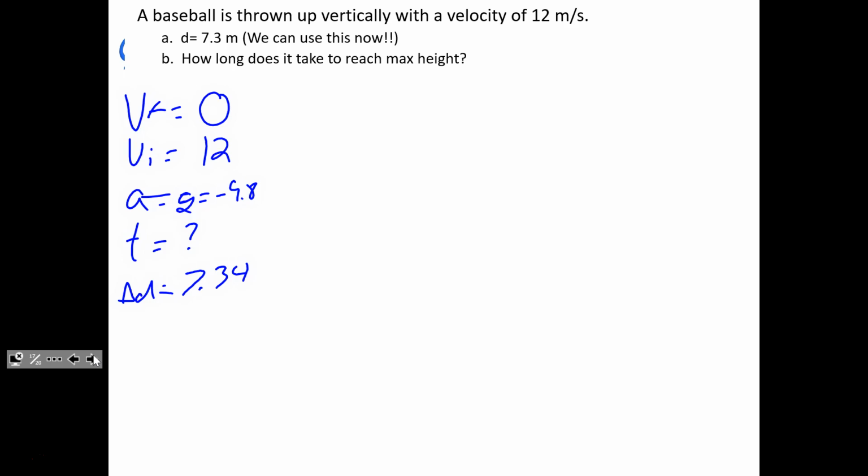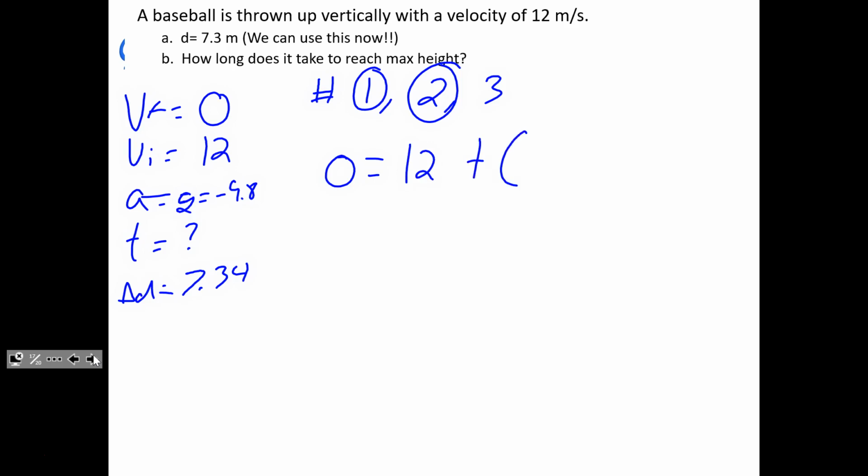From there, we can use big 4 number 1, comma, big 4 number 2, or big 4 number 3. Now that we have all this information, basically we can use any of the big 4 equations that has time in it. So 1, 2, and 3 all have the variable time in it. I always choose the easiest problems or the easiest formulas. Number 1 and number 2 is the easiest. For this one, I am going with number 2. I like that one the most. So velocity final, 0. Velocity initial is 12 plus acceleration, which is negative 9.8 times time.